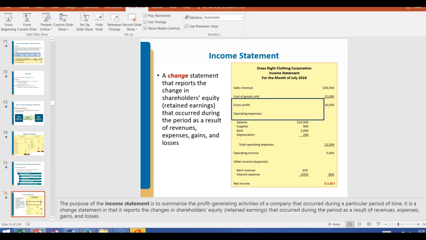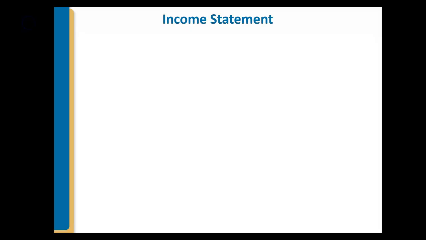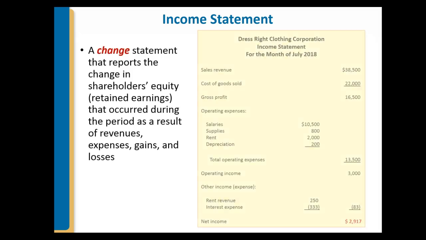So now we're going to take a look at the income statement. Now, the purpose of the income statement is to summarize the profit-generating activities of a company that occurred during a particular period in time. It's a change statement in that it reports the changes in shareholders' equity, which is the retained earnings, that occurred during the period as a result of revenues, expenses, gains, and losses.